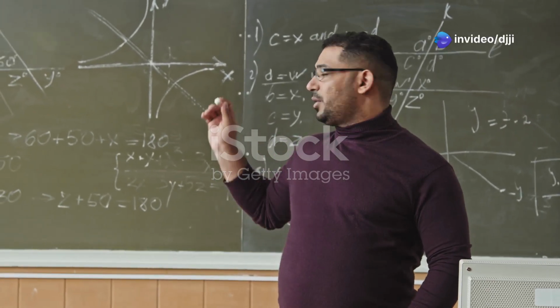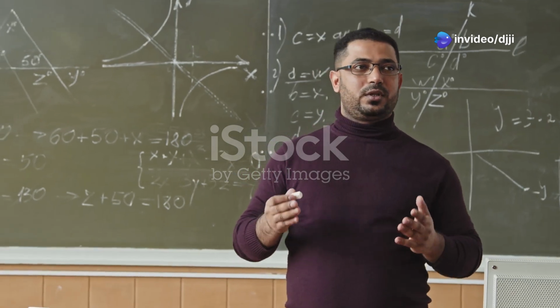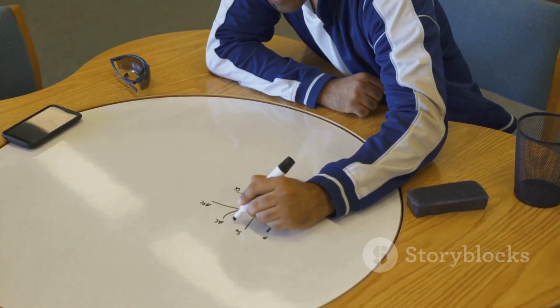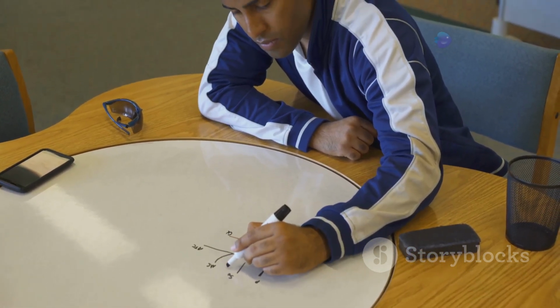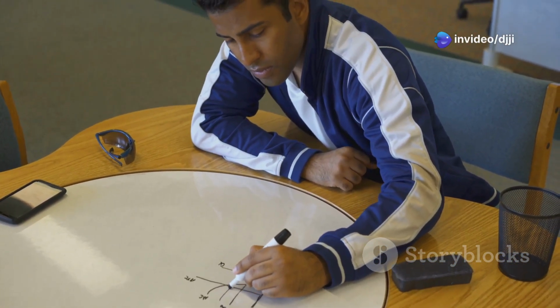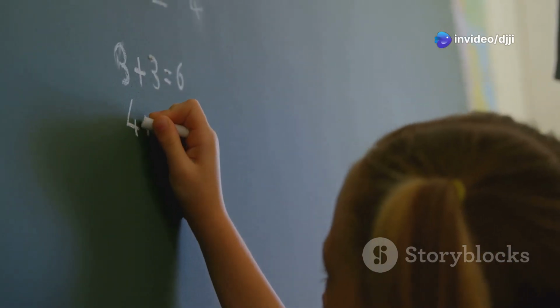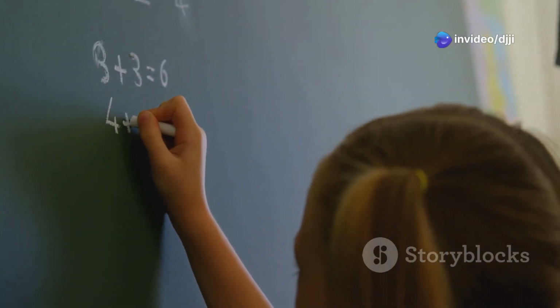In mathematics, a radical is a symbol that represents the root of a number. The most common radical is the square root, denoted by the symbol. When we see the square root of 9, we're looking for the number that, when multiplied by itself, equals 9. In this case, the answer is 3, as 3 times 3 equals 9.